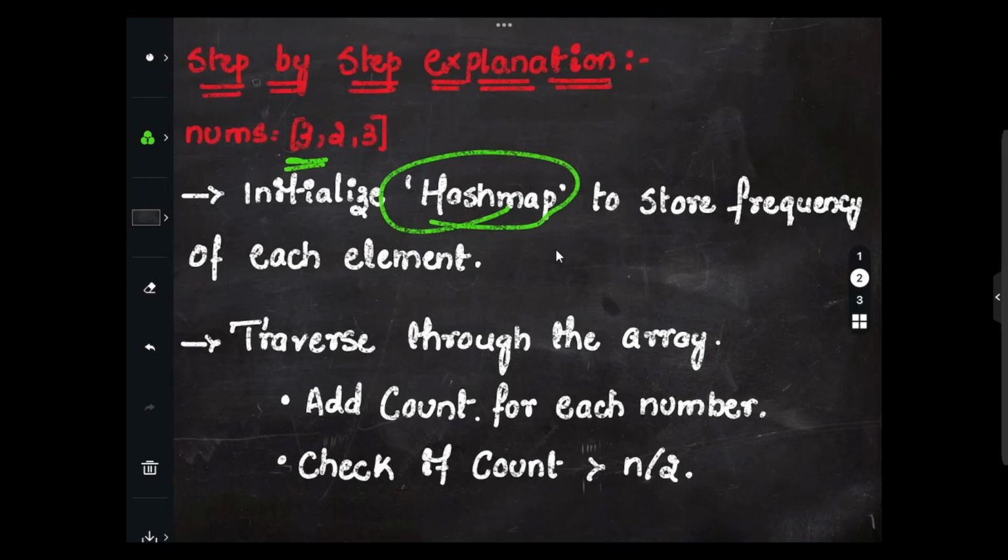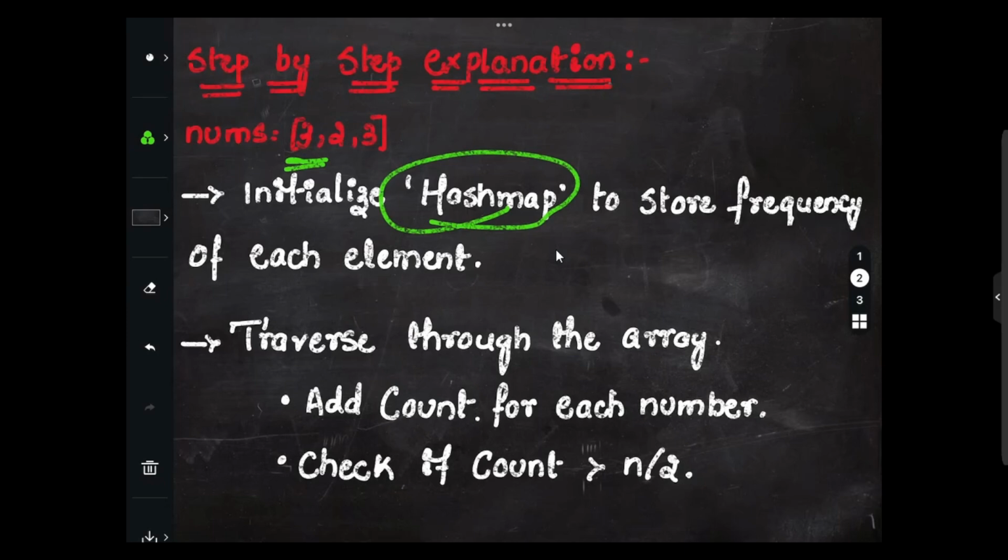The next step is to traverse through the array. We will add count for each number and then check if the count is greater than n by 2. Why? In the question they have already mentioned it. While reading the question out loud, I said: given an integer array nums of size n, we have to find the majority element which appears more than n by 2 times. That was the condition, if you remember.